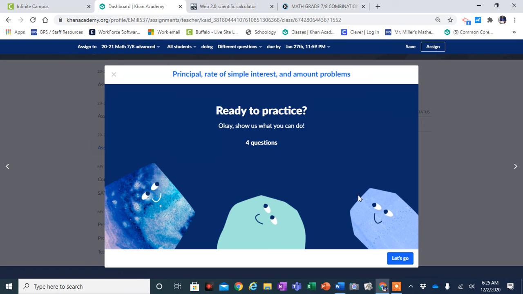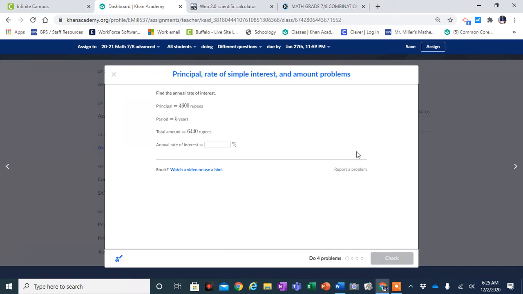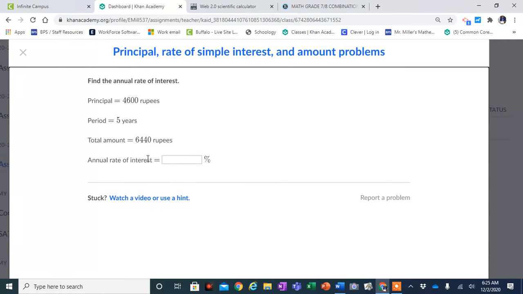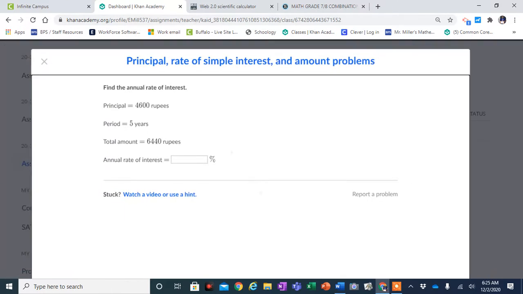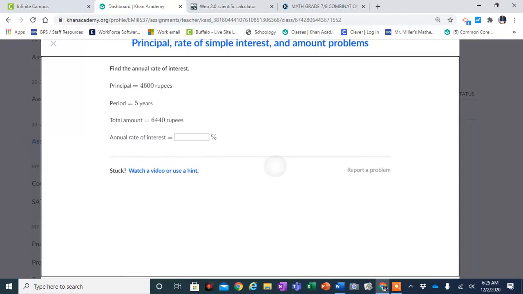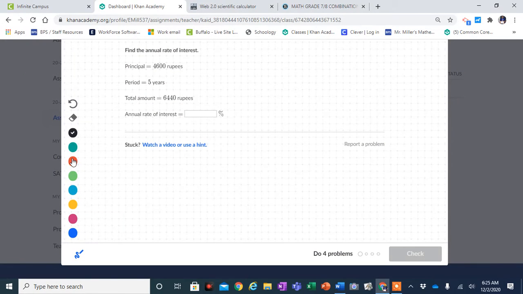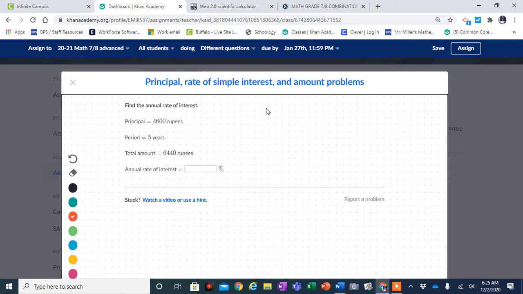Everyone, this video is on principal, rate of simple interest, and amount problems. So the key that you have to know here is the formula for interest. That formula for interest is I equals PRT. I equals PRT.